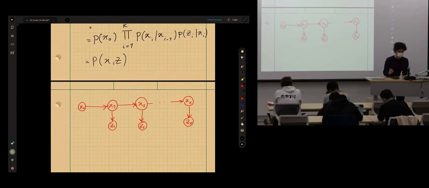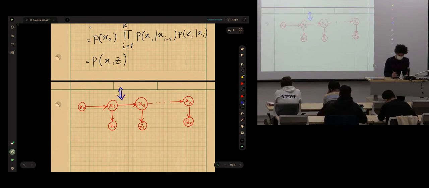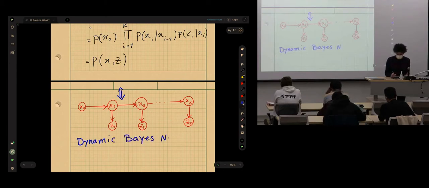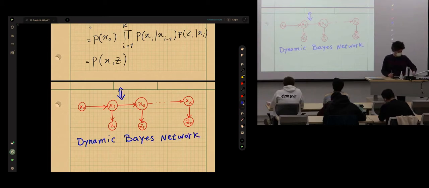So the factorization we did in the previous page leads to this dynamic Bayes network. So that's the equivalency of this probabilistic factorization and the graphical model representation. When you see this figure, it means the same thing exactly as the written joint distribution factorized in the way I wrote. They show exactly the same knowledge.